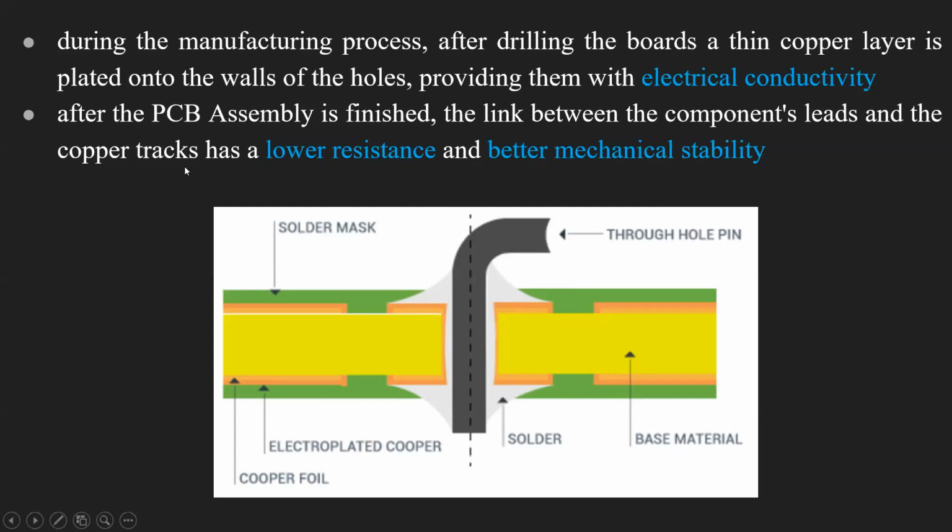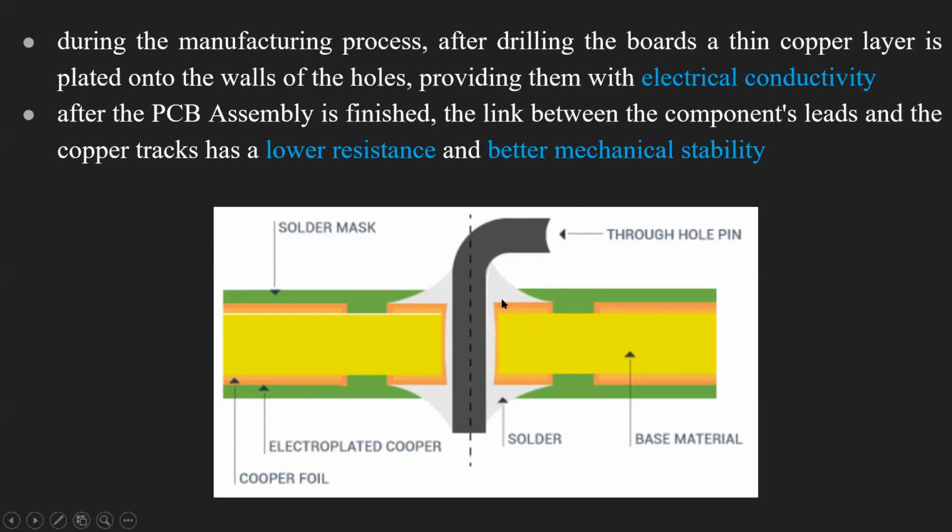Copper tracks mean the connection between the components has lower resistance, which is the main point in PCB designing. Every component should have lower resistance so that every component is able to give its higher and higher efficiency, and better mechanical stability, like no component can move here and there while disturbing the PCB.